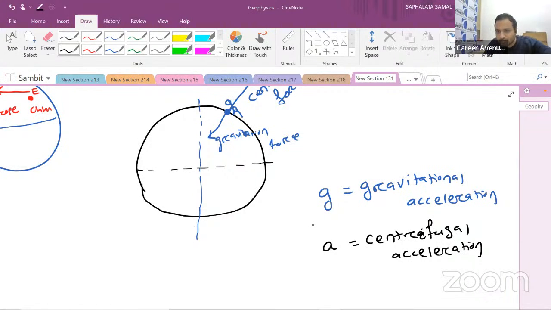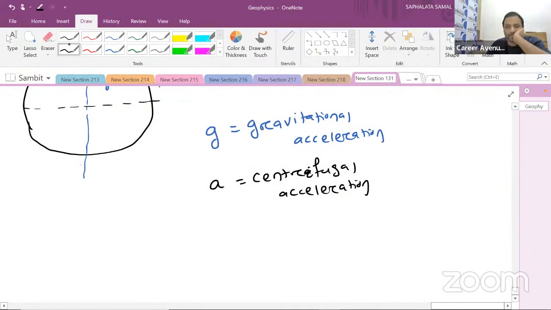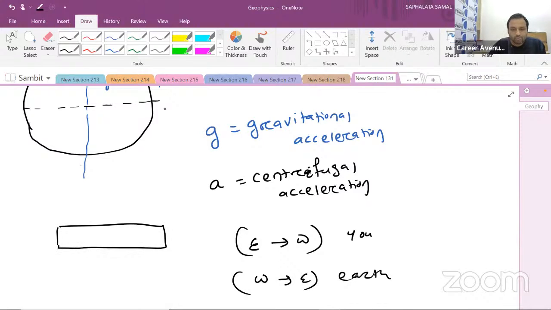G and A are opposite to each other, no? And if you are moving from east to west on the Earth's surface, you are moving against the Earth's velocity. The Earth is moving what? This is you moving. This is you. Earth is moving from west to east. This is Earth. That means if the Earth is a train, for example, moving from west to east in this direction, you are the person moving in the opposite direction. Earth has a velocity v1, your velocity is v2, the net velocity becomes v1 minus v2.